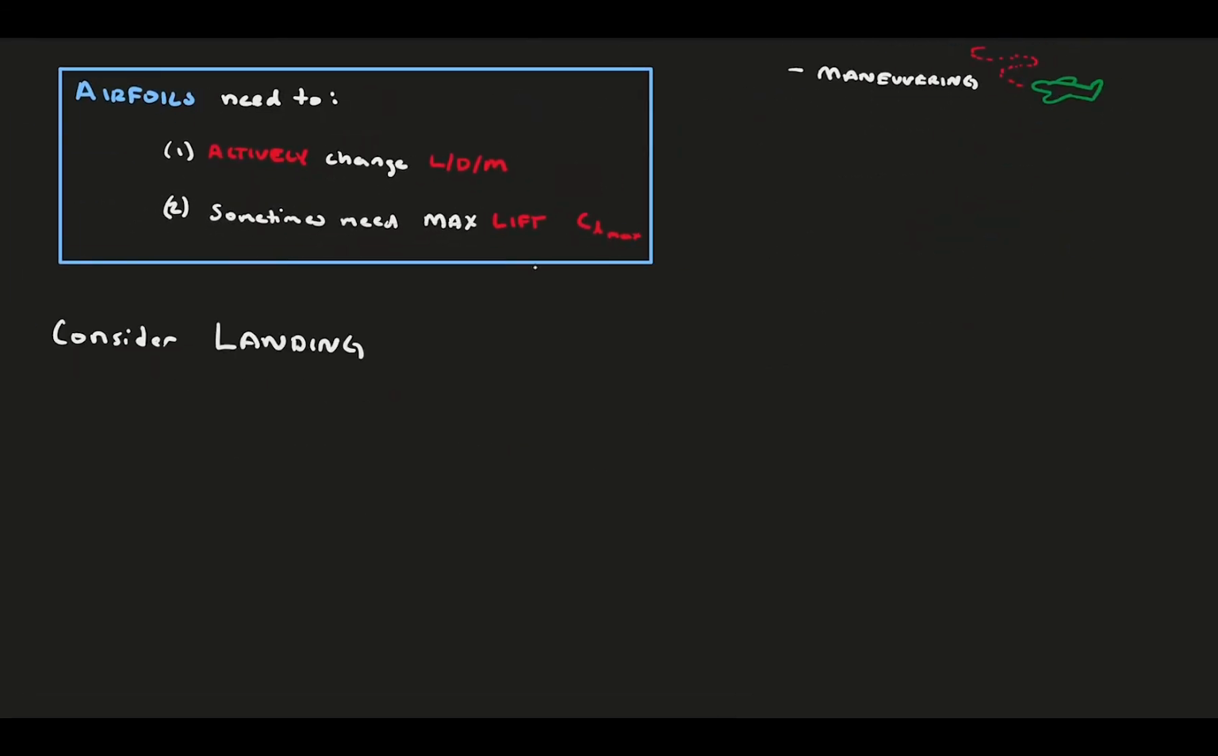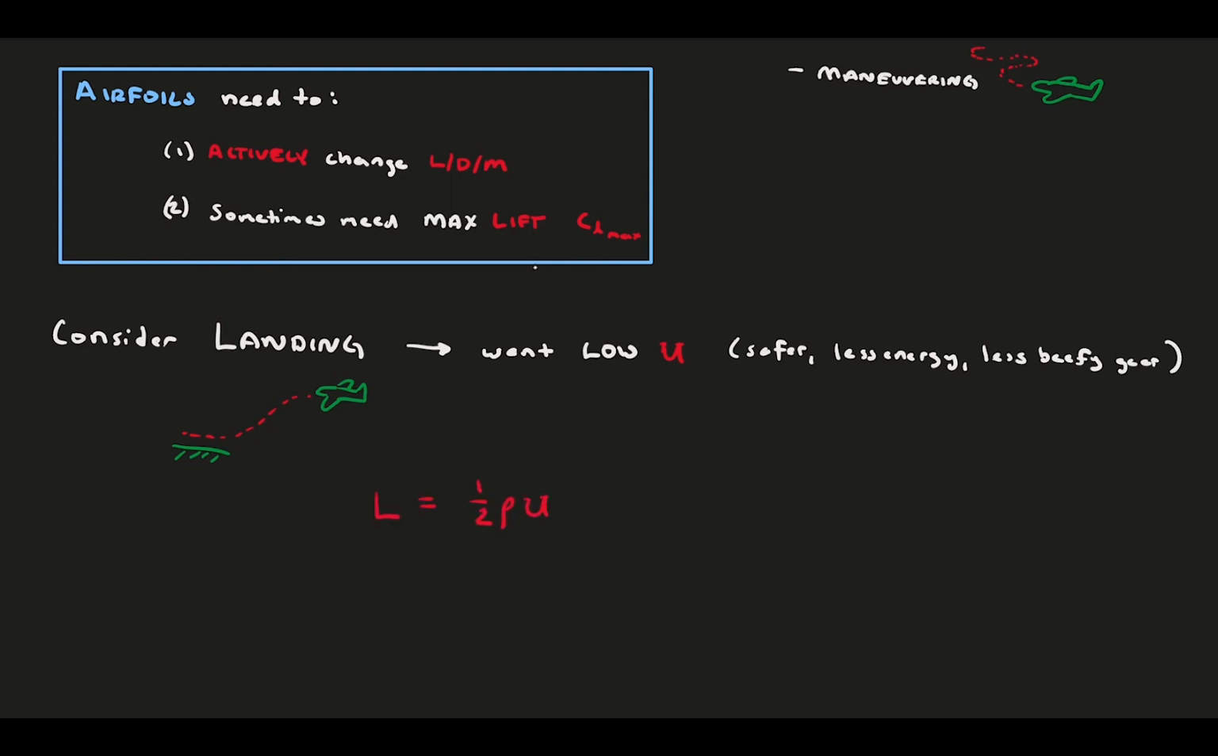Ideally, we want to land as slow as possible. It's safer, easier to control, and landing with less energy means braking is easier and faster, and there's no need for beefy landing gear that weighs a ton. Consider the lift equation and let's explore how to reduce our speed.